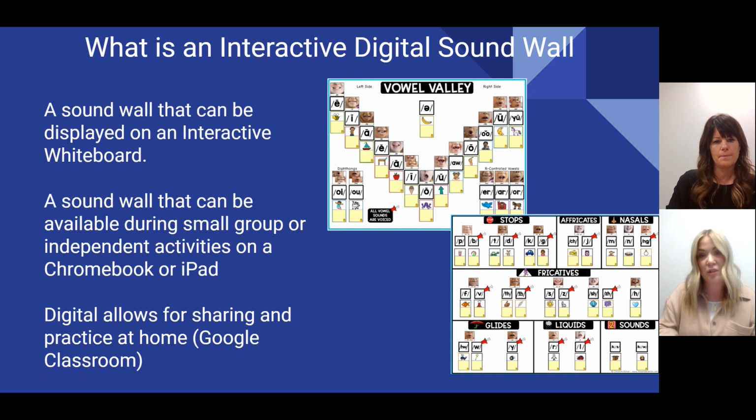And the other thing too with a digital sound wall is that this would be a great thing to put on your Google Classroom so that your families have access to it as well. Then we can connect the instruction from school to home, and you could send an email or put in the agenda message, let me tell you about this sound, and then they can visit their Google Classroom and show their parents maybe the different letters that can represent a sound that they just learned.